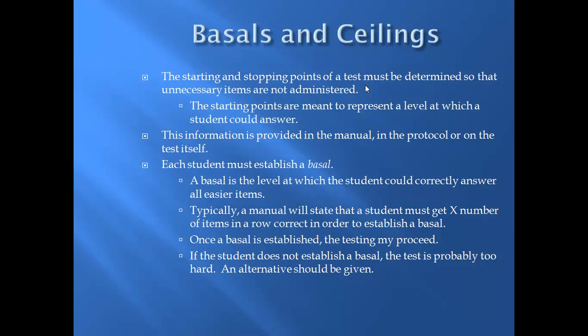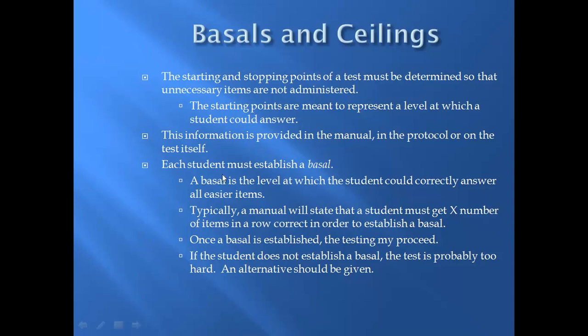The starting points are meant to represent a level where the student is going to be able to answer. So say you see on the Woodcock-Johnson reading inventory, it will tell you student is 5 to 5.5, start at number 3. You know exactly where you're supposed to start. Now, if that student gets all 3 correct, you can go on with that. However, if they miss one, you're going to have to go back up. You're going to have to back up to the next previous place.